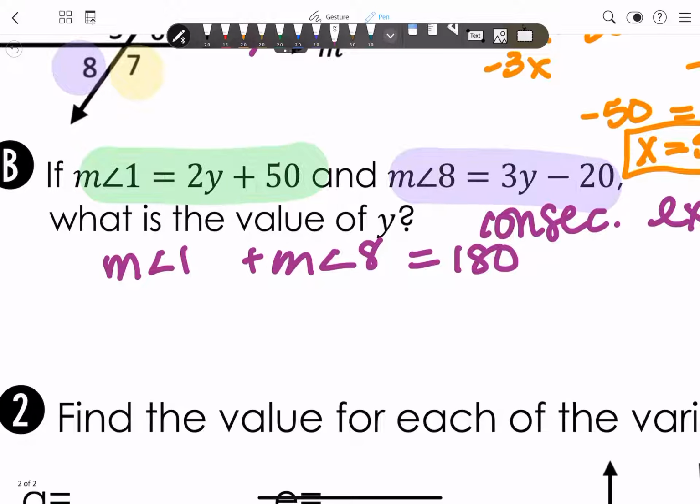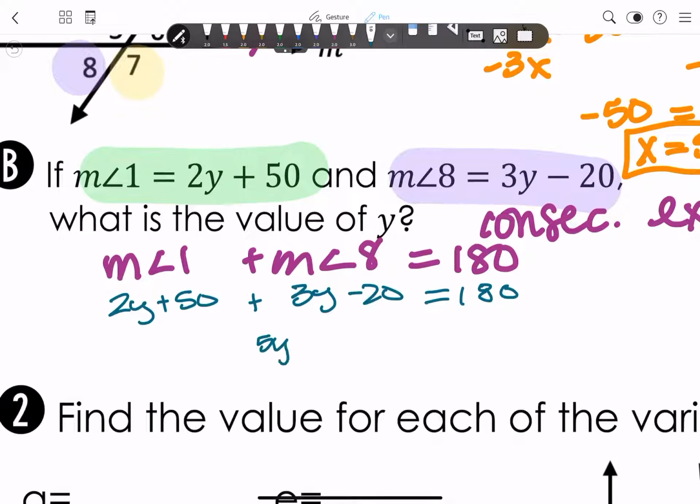So let's drop those in. Now we've got 2y plus 50 plus 3y minus 20 is going to equal 180. Combine your like terms and you're going to get 5y plus 30 equals 180. Sorry, 5y plus 30, and then I'm going to subtract 30. I get 150 divided by 5, and I'm going to get y is equal to 50.